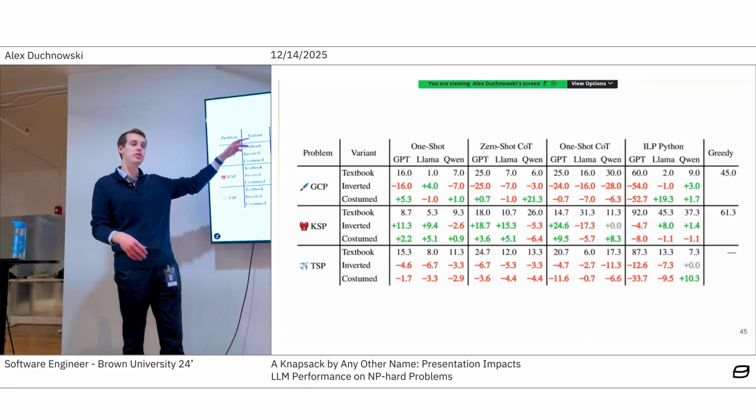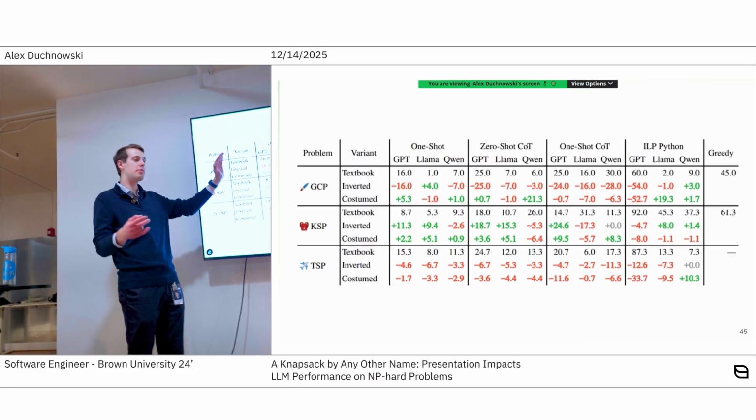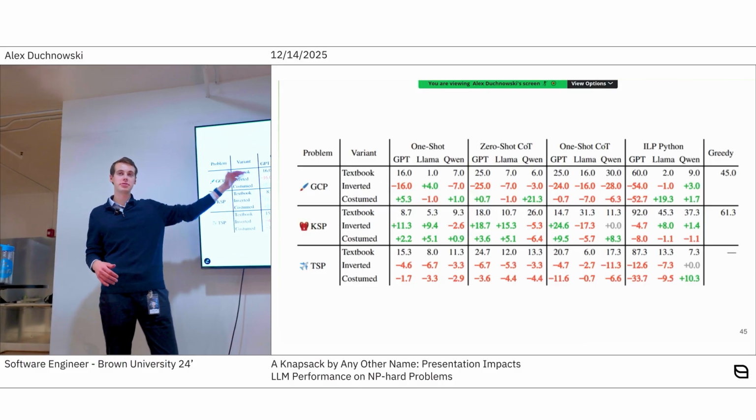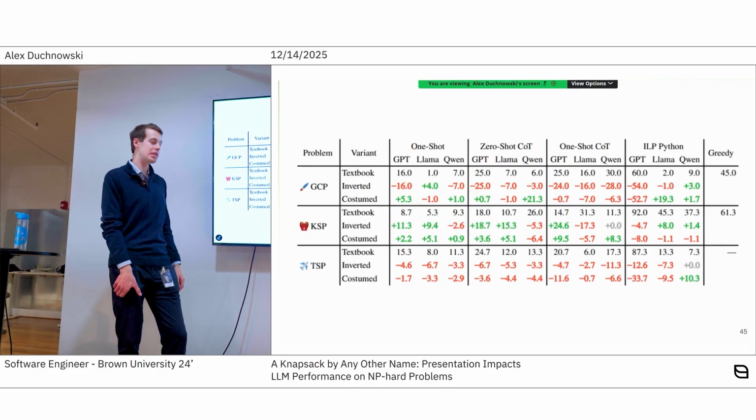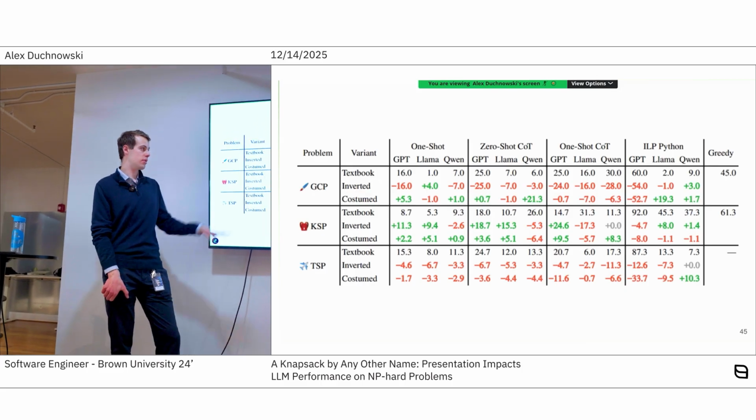Again, costumed here is the average of 3 costumes. So just keep in mind that this costumed row has 3 times as much data behind it as the textbook and inverted. I realize it's a little bit of a misleading table in that sense, but otherwise, hopefully that makes sense.